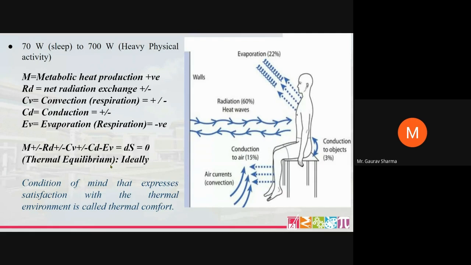So what are these factors? Firstly, we will look at these different factors. What is the meaning of M? What is the meaning of RD? Let us understand what these factors are first, okay? Keep looking at this diagram, I am explaining alongside.